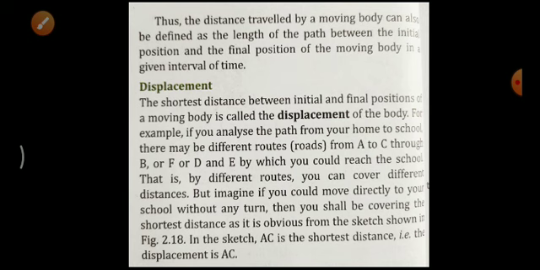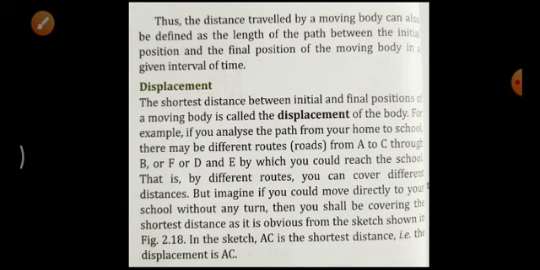Yes? But let us imagine if you are going directly to your school without any turn or following any other path. Directly means the straight line joining the home and school, that should be the direct path only. Yes, then you shall be covering the shortest distance, as it is obvious from the sketch shown in figure 2.18. So in the sketch, AC is the shortest distance, that is the displacement, AC. So I hope all of you have understood about distance and displacement. Again, you must go through your book also.